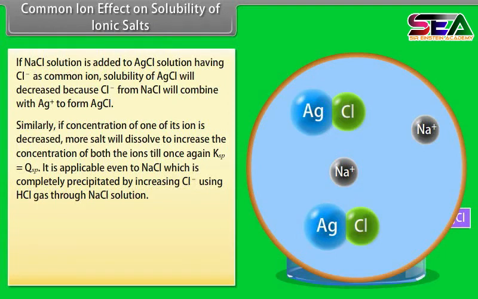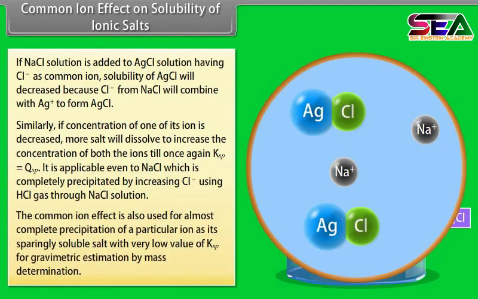It is applicable even to NaCl, which is completely precipitated by increasing Cl- by passing HCl gas through NaCl solution. The common ion effect is also used for almost complete precipitation of a particular ion as its sparingly soluble salt with a very low value of Ksp for gravimetric estimation by mass determination.